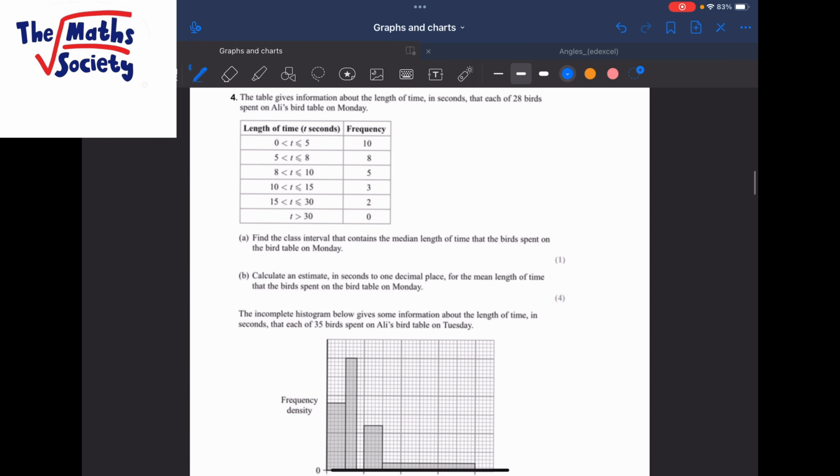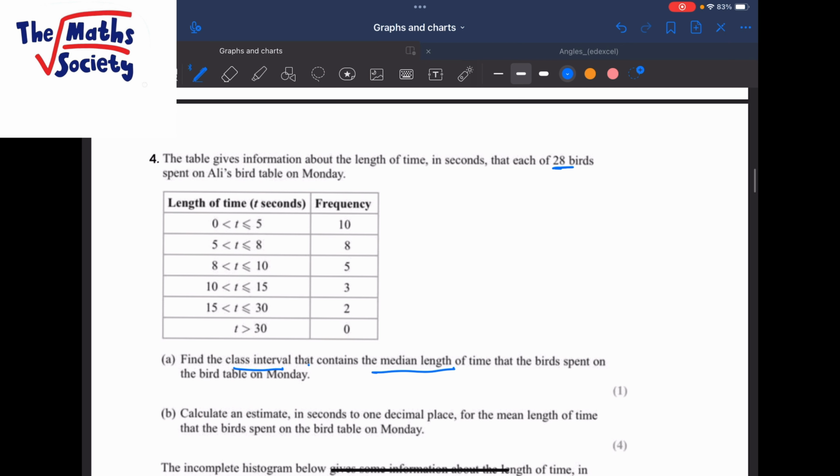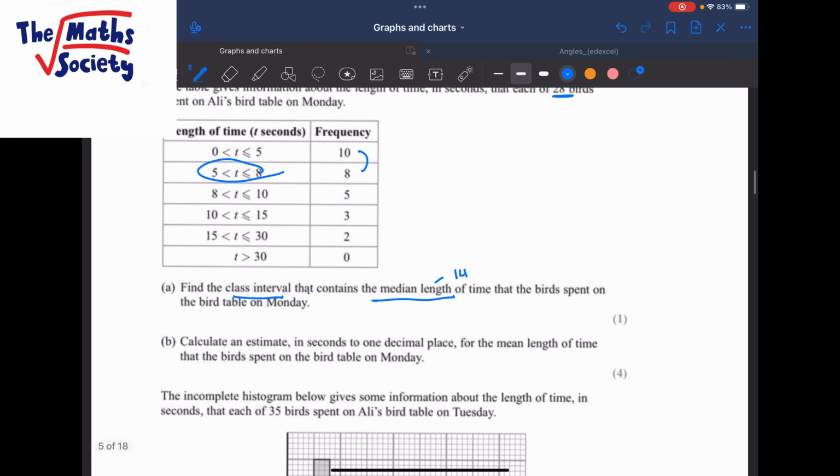And number 4. Number 4 is to find the class. First of all, the table is given. A was to find the class interval that contains the median length. And we know that in total that's 28, so the median will be at 14. You can see it's 18 already. So it means it's in this range, which is 5t.